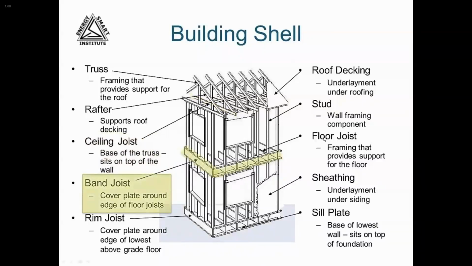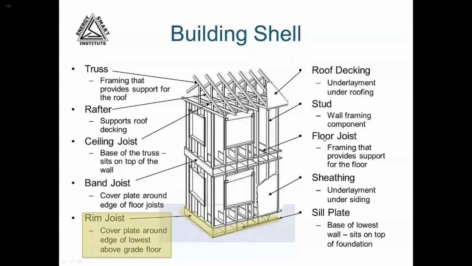The band joist is a cover plate around the edge of the floor joists between two above-grade floors. In the HERS rater world, we use the term band joist to be the cover plate around the floor joist between the first and second floor, or between the second and third floor, but the one at the very bottom of the house, between the foundation wall and the lowest level floor, is what we term the rim joist. That's the cover plate around the edge of the lowest above-grade floor.